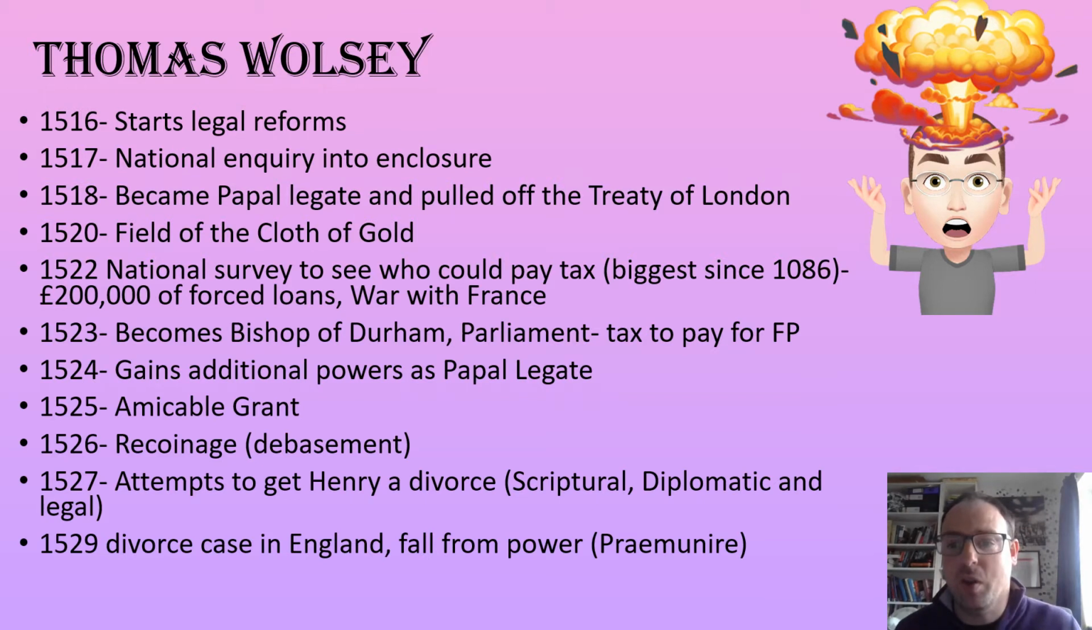In 1526, to try and solve this financial crisis caused by the expensive foreign policy, he carries out recoinage, which is actually debasing the coinage, taking some of the precious metal out of it. In 1527, his attempts to get Henry a divorce carry on, and he seems to go into this very half-heartedly. He tries the scriptural arguments in terms of what was said in the Bible about marrying your brother's widow. There's a diplomatic approach where he tries to apply pressure, and there's the legal approach as well. So he tries a variety of methods.